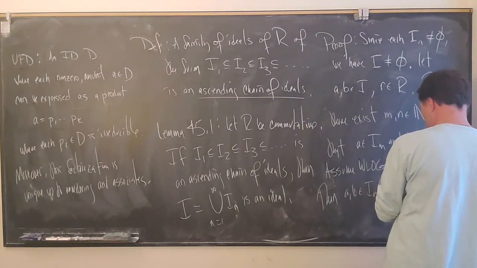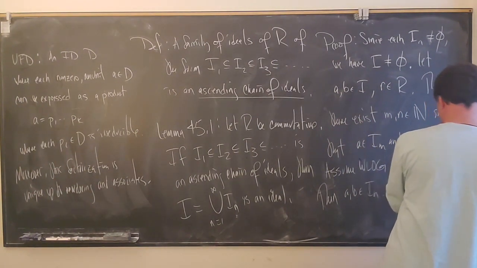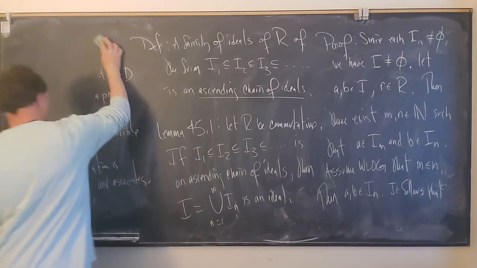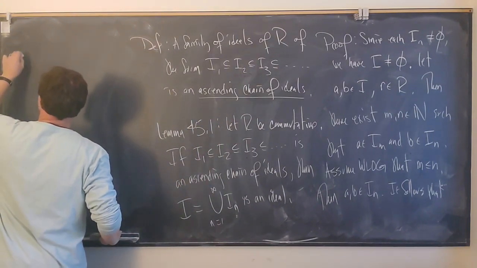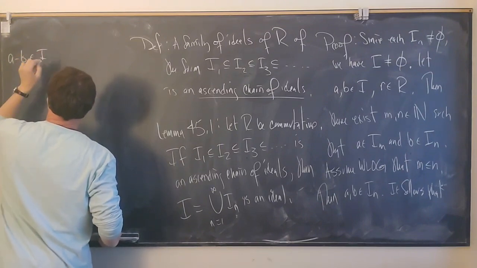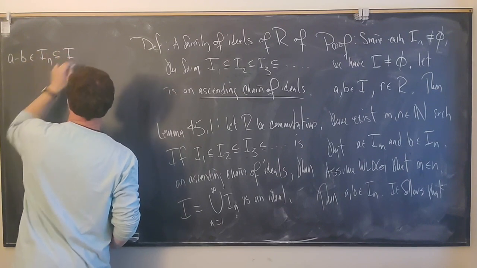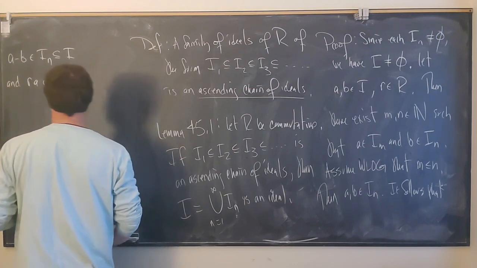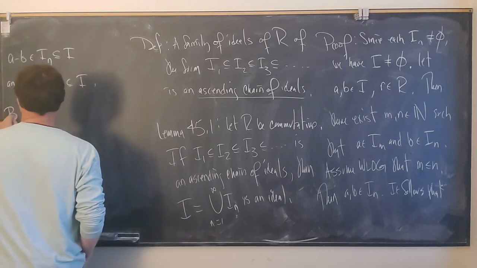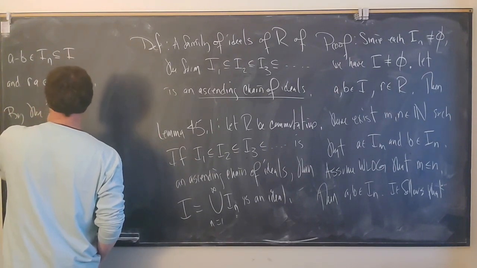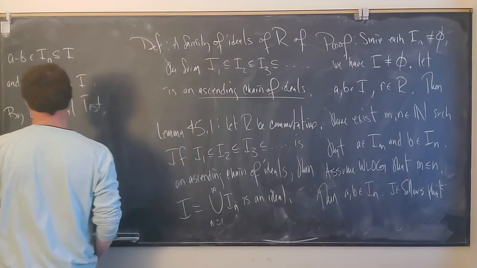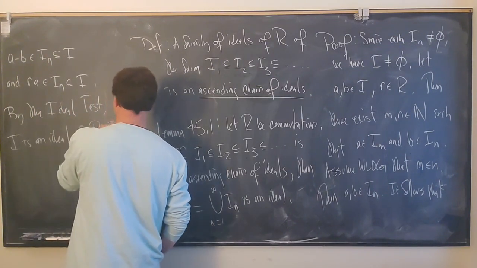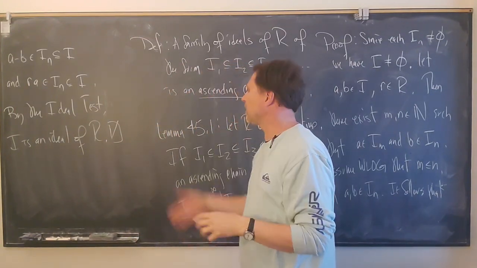So it follows that A minus B is an element of I sub n, which is contained in capital I, and R times A is an element of I sub n, which is contained in I. So by the ideal test, capital I is an ideal of capital R. Right, so nothing earth-shattering there.